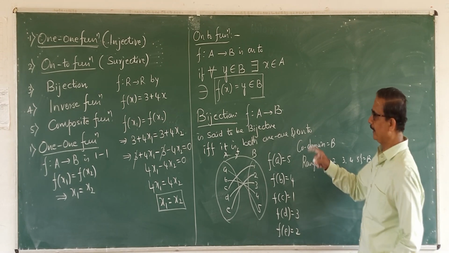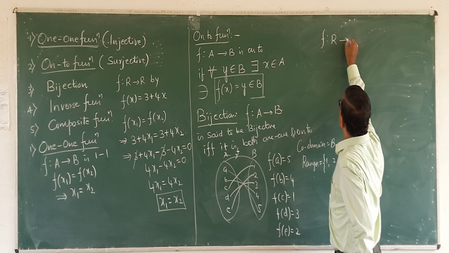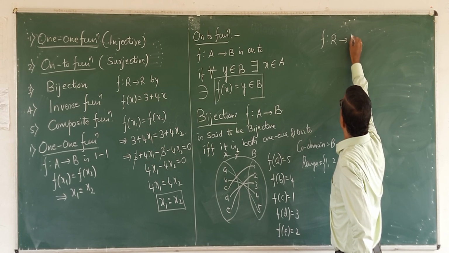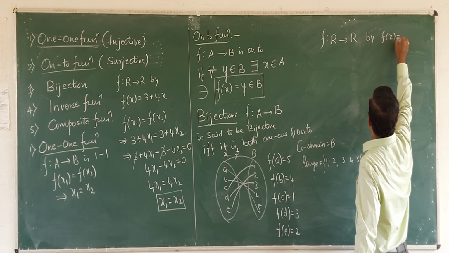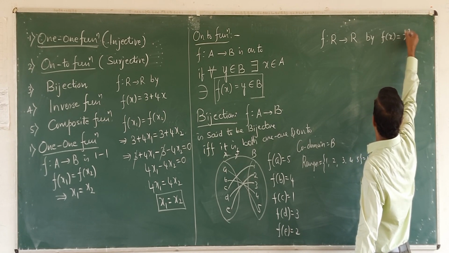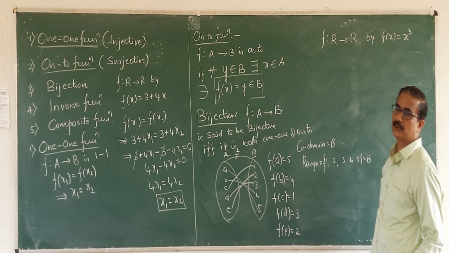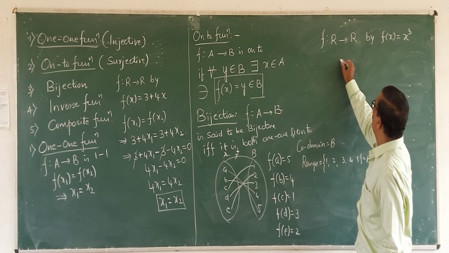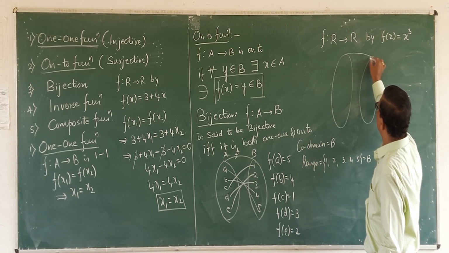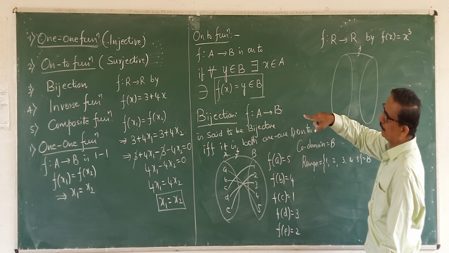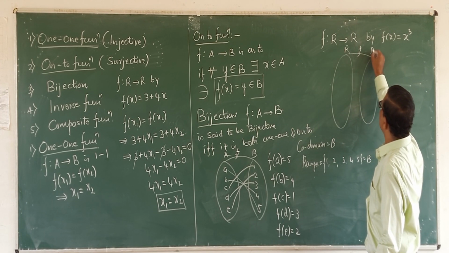Another example: if f is a function from the set of real numbers to real numbers defined by f of x equals x cube, verify whether the function f is bijective or not. Now how to solve? Using a Venn diagram. Either you can use a Venn diagram or another definition of 1-1 function as well as onto function. R to R, an easy method.